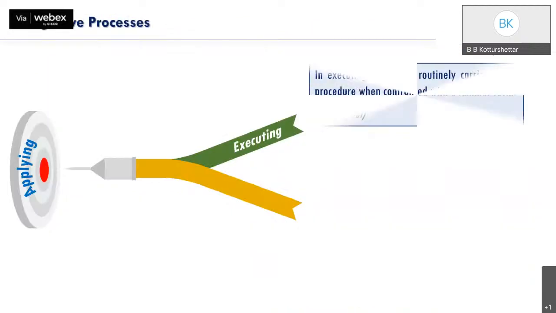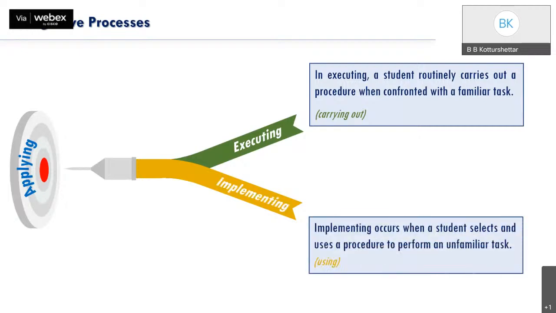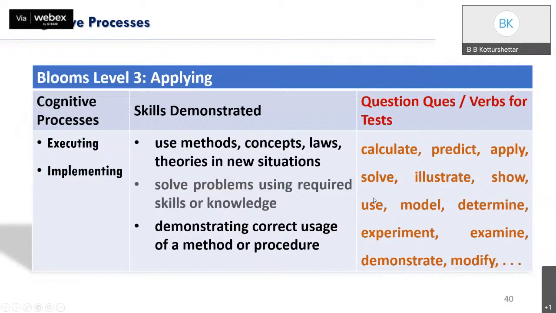So this is linked with procedural knowledge. This is associated with two processes. One is executing. Executing is where a student routinely carries out a procedure when confronted with a familiar task, and when confronted with an unfamiliar task, it is known as implementing. So carrying out and using, respectively, are the alternate terms for these two processes. Then the verbs used: calculate, predict, apply, solve, model, examine.